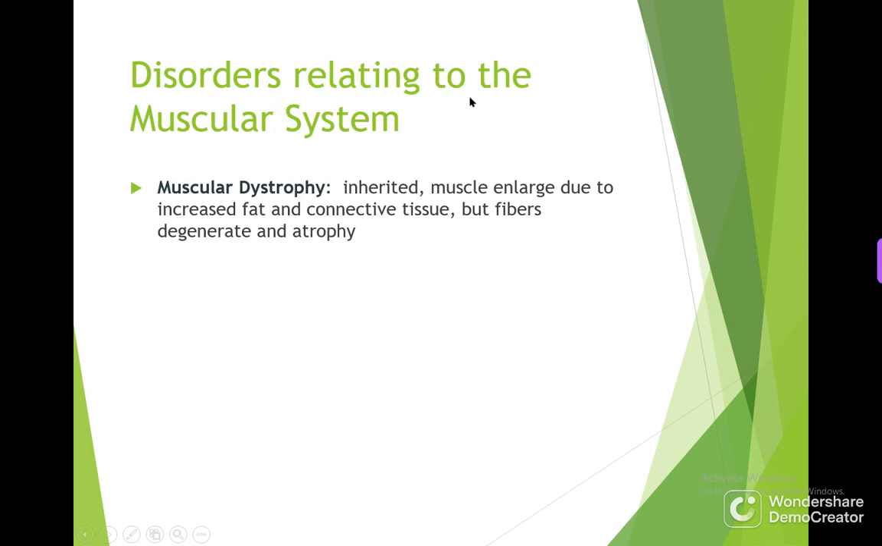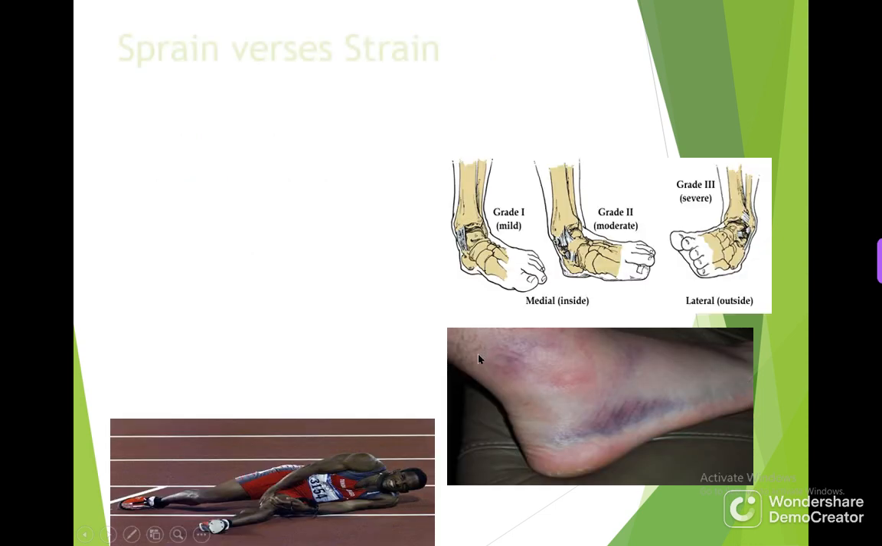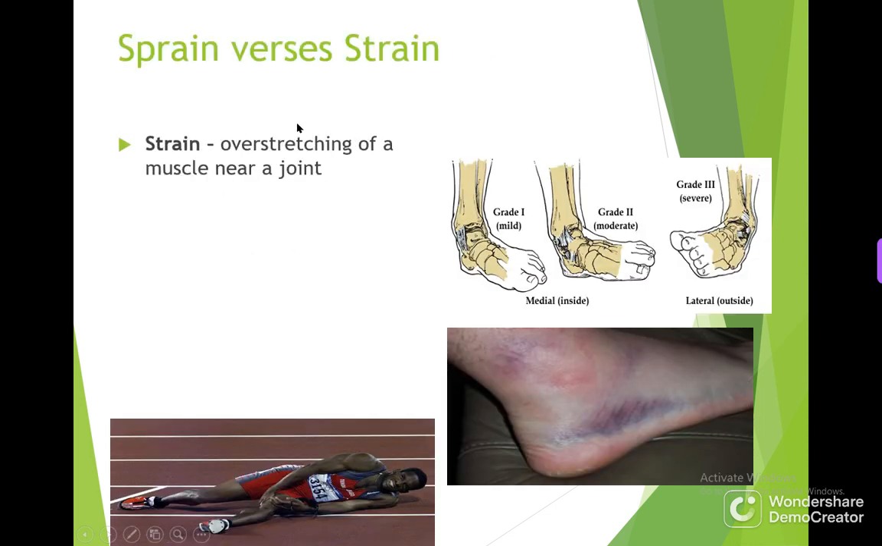Now disorders relating to the muscular system, this is the applied anatomy. Muscular dystrophy is inherited, the muscle is enlarged due to increased fat, replaced by fat and connective tissue. The Duchenne dystrophy, for example, where fibers degenerate and atrophy. Duchenne is lacking a protein to maintain the sarcolemma. Myasthenia gravis is again a very important condition in which there is progressive weakness due to a shortage of acetylcholine receptors.